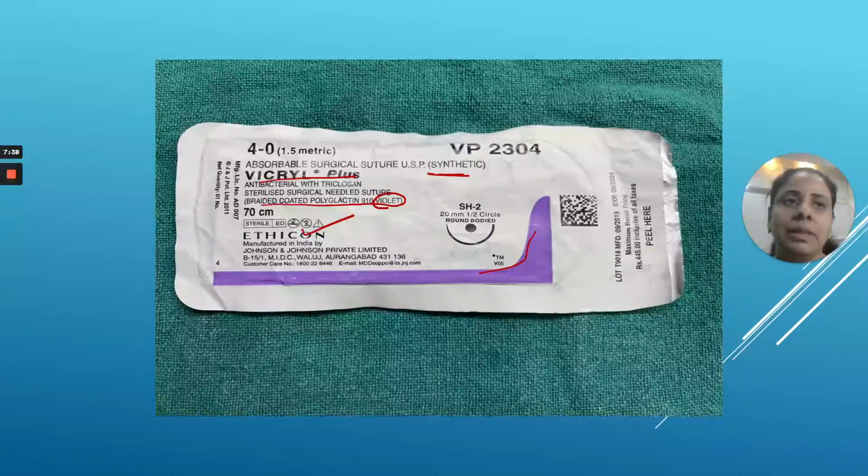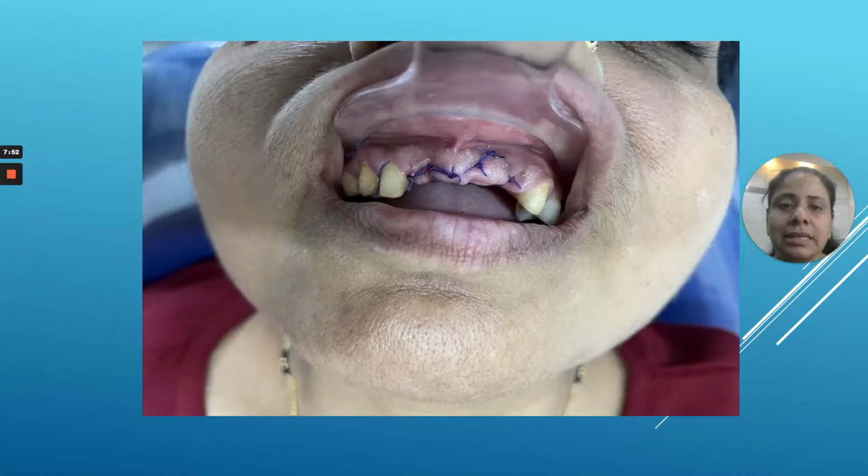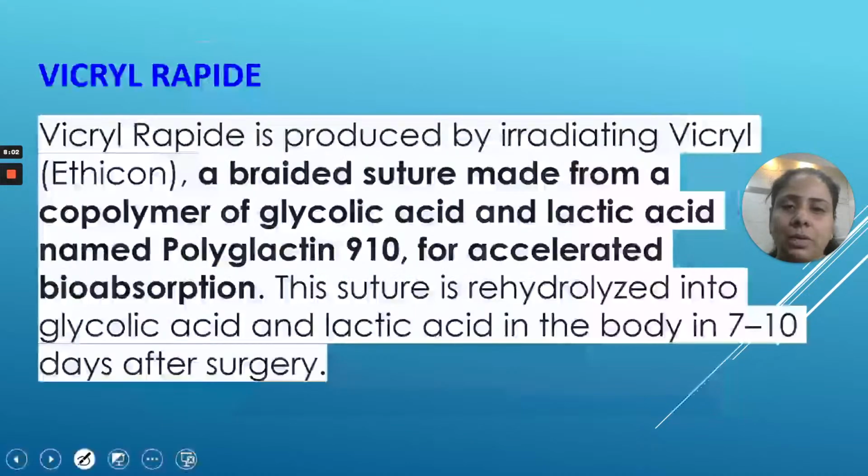They come in the range of, I think, 200 to 300. This Vicryl Plus comes in the range of 400 to 500. So as per your practice, you can choose what kind of suture material you want in your practice. This is how the Vicryl Plus suture looks like. This is the color of the Vicryl that we get in the packet. Even in the regular Vicryl we get the same colors. This is how it looks like.